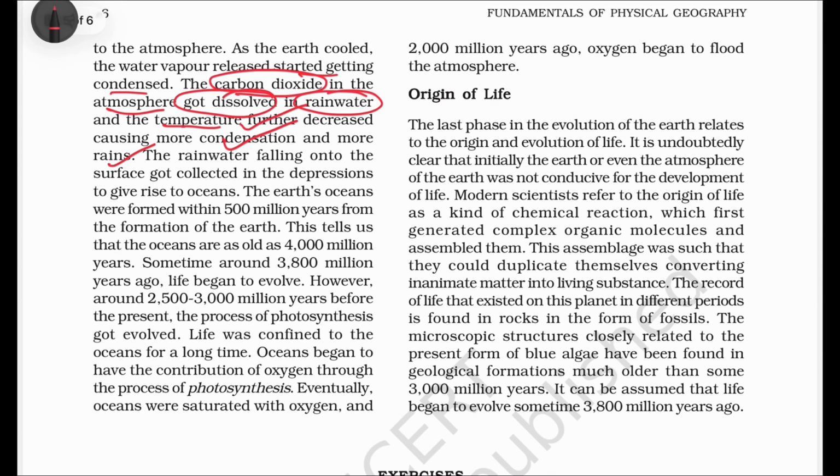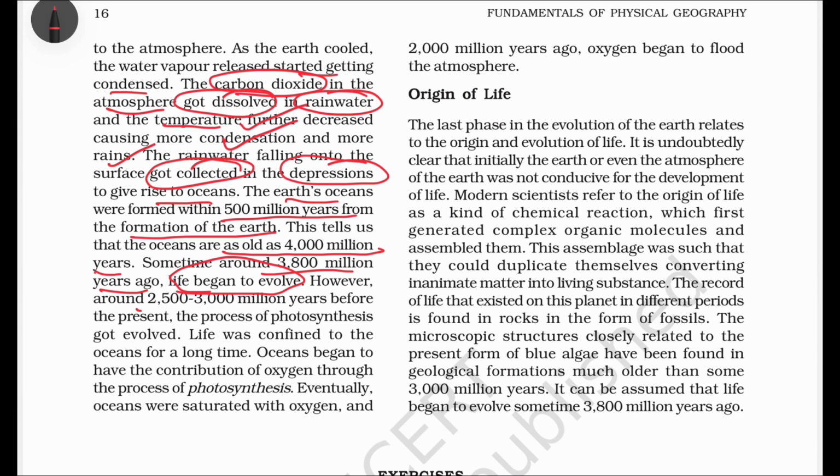The rainfall falling onto the surface got collected into the depressions, that means the lower surfaces. That means the land is not even in nature. That gave rise to the oceans. The Earth's oceans were formed some 500 million years after the formation of the Earth. This tells us that oceans are as old as around 3800 million years. So life began to evolve from then.